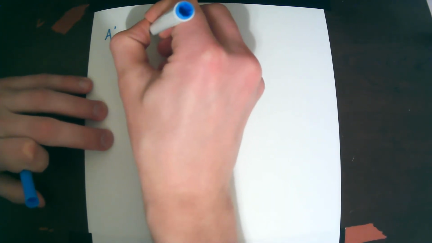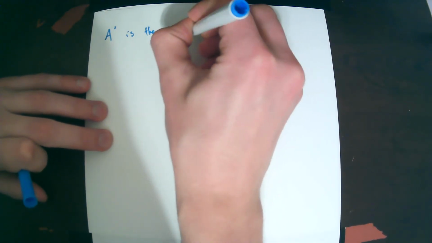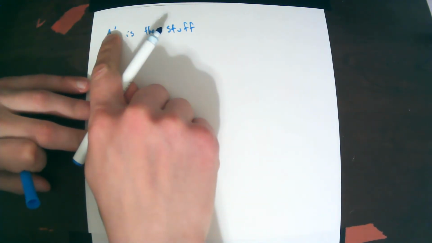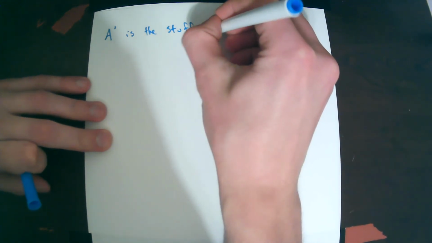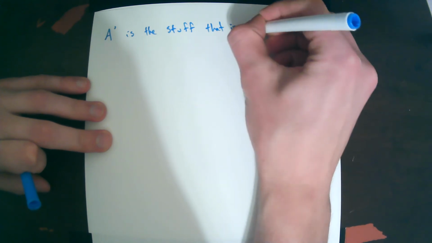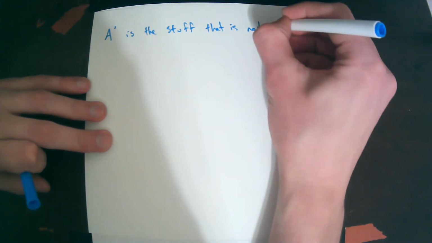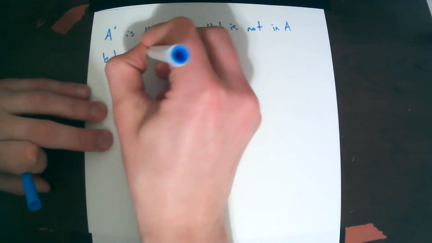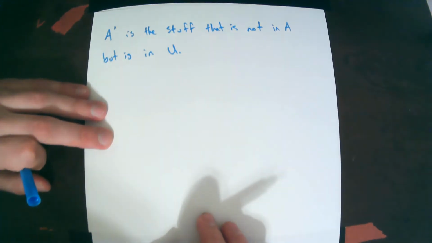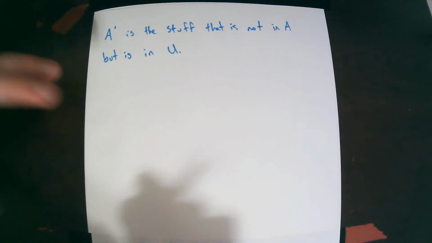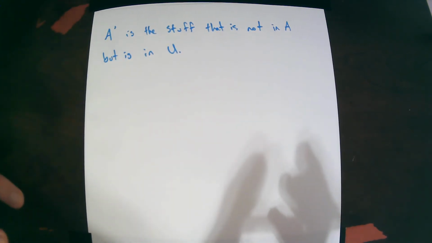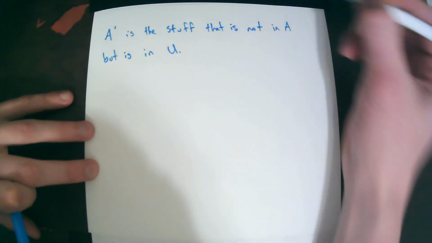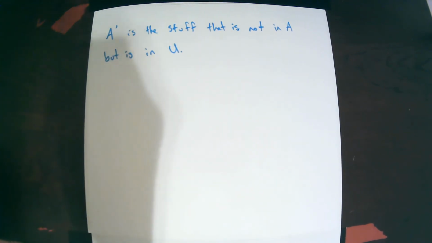So the complement of A is the stuff that is not in A, but is in the universal set, U. So they complement each other. They have no overlap.